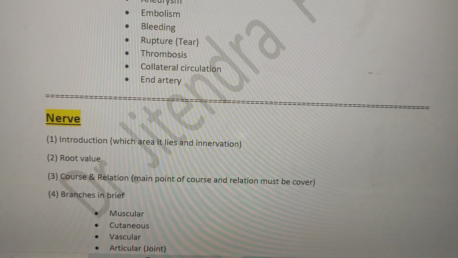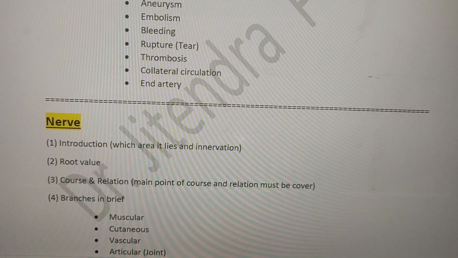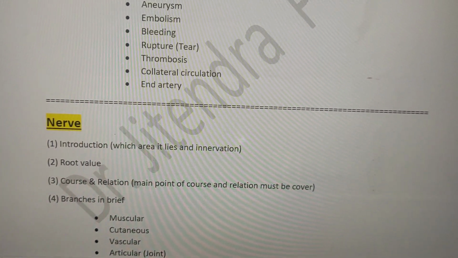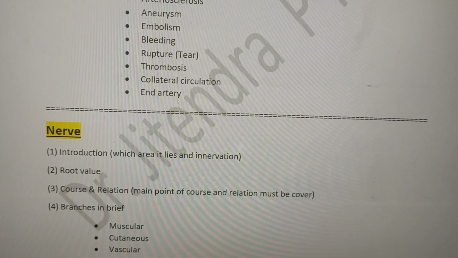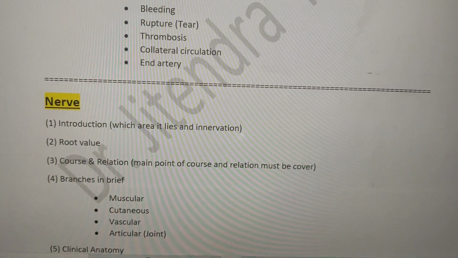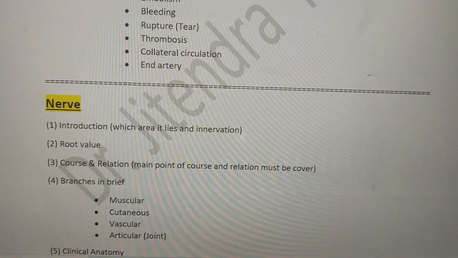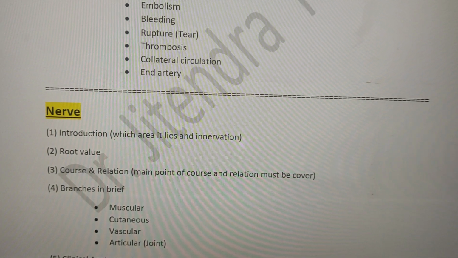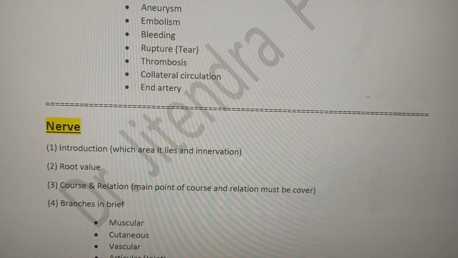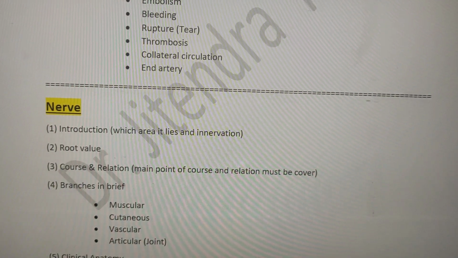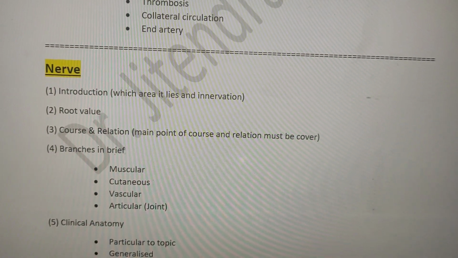Some arteries are end arteries, like the retinal artery or the coronary artery. Some, like the circle of Drummond, are also considered end arteries. If the artery which is asked is actually an end artery, then you have to mention it. So these are the general clinical aspects of the artery.